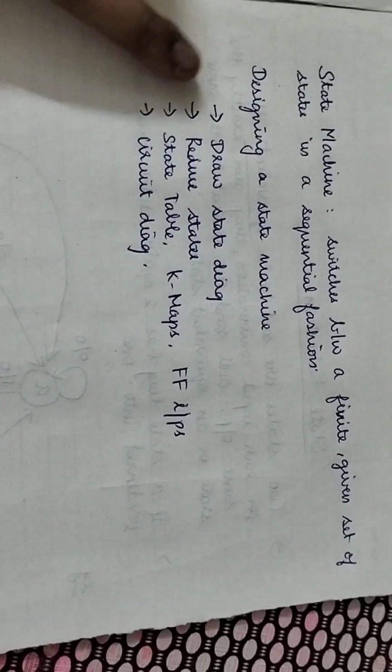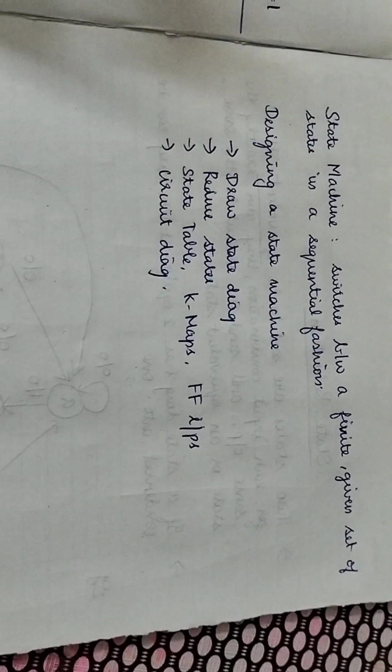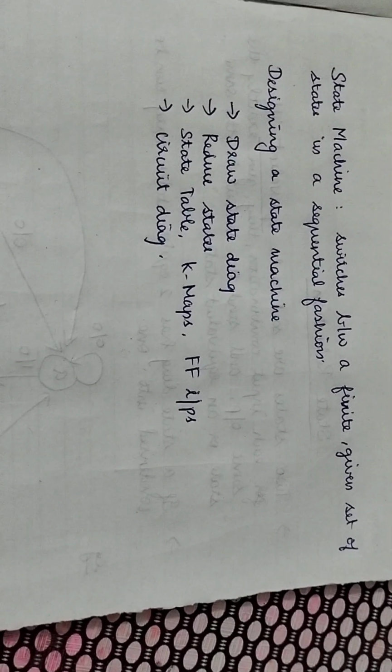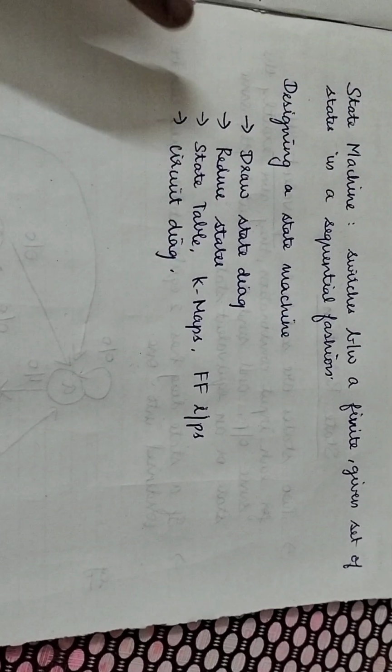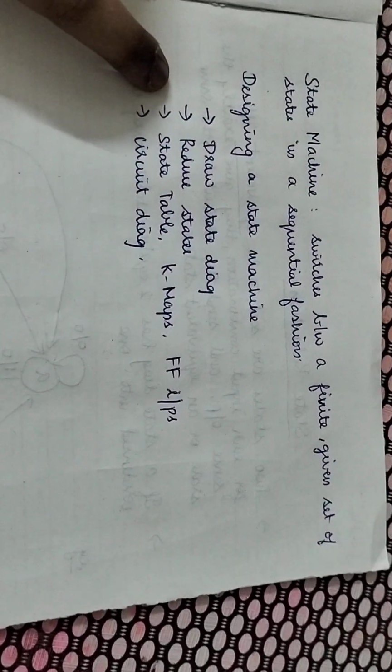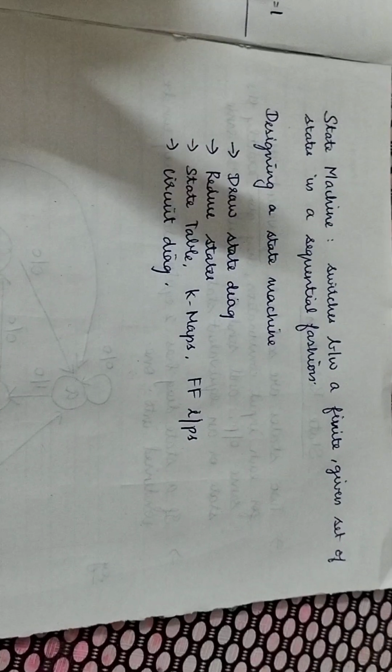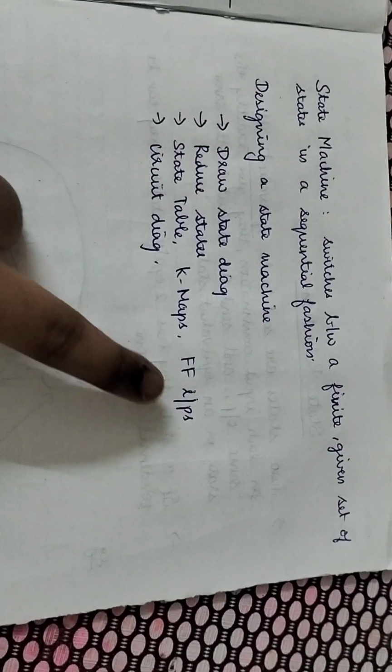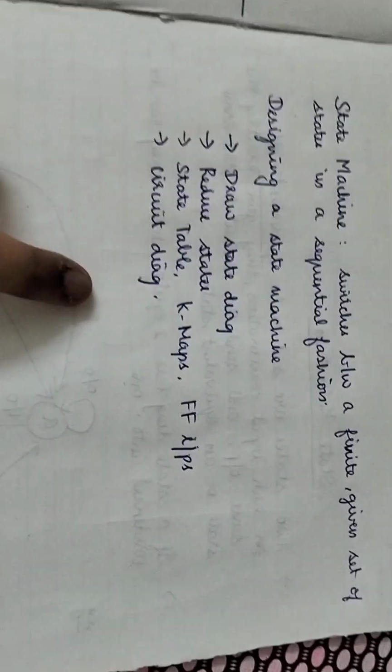Second step is something called reducing states. There might be equivalent states in a state machine, so we will be reducing those. We are going to be looking at state reduction in detail in this video. After that, you draw the state table. You use the excitation table to fill up the flip-flop inputs. You use the K-map to get the expression, and finally you draw the circuit diagram.